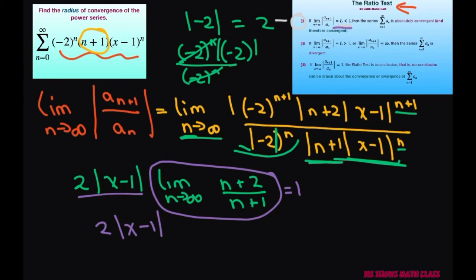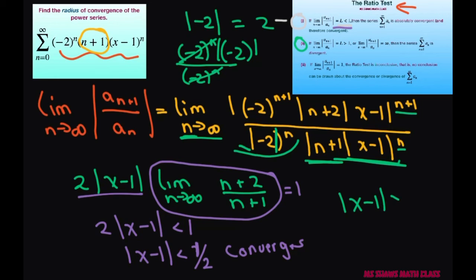Now, for it to be convergent, it has to be less than 1. Dividing both sides by 2, that means our absolute value of x minus 1 is less than 1/2. So that's if it converges. Now for divergence, that would be condition 2. That would be absolute value of x minus 1 is greater than 1/2. That would be divergent. So your radius of convergence is r equals 1/2.